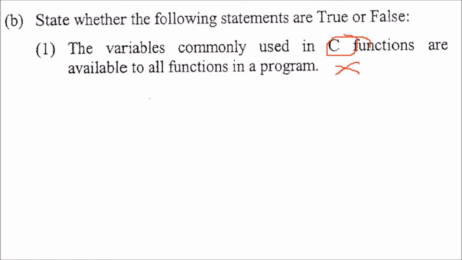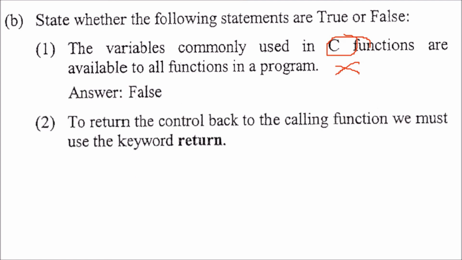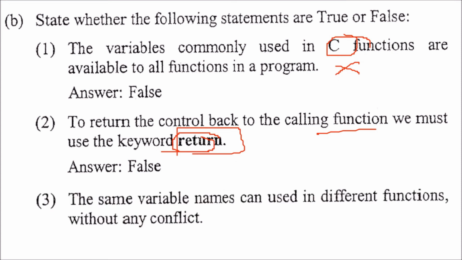That is why we have global variables for that. So this is false. To return the control back to the calling function, we must use the keyword return. This is also not true, because even if you don't have return, you can still return the control back to the calling function. The same variable names can be used in different functions without any conflict.